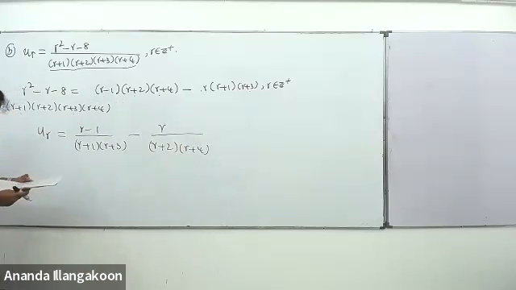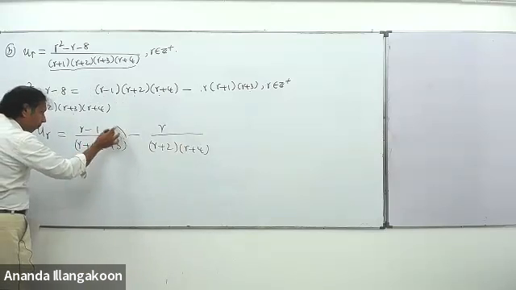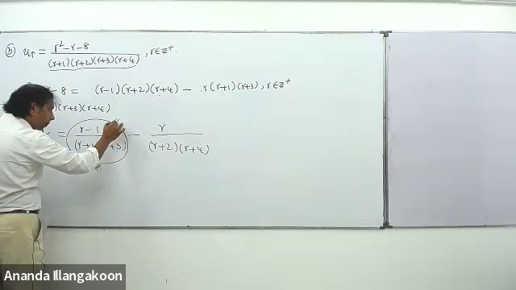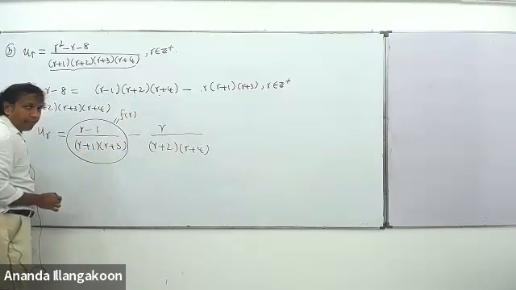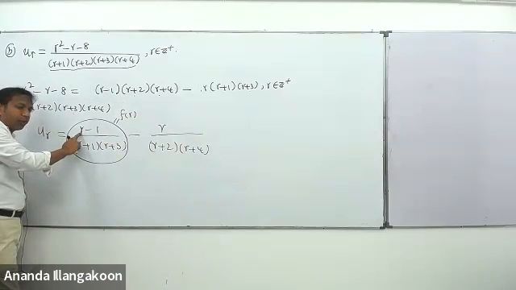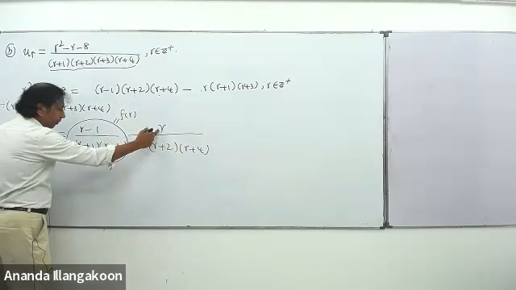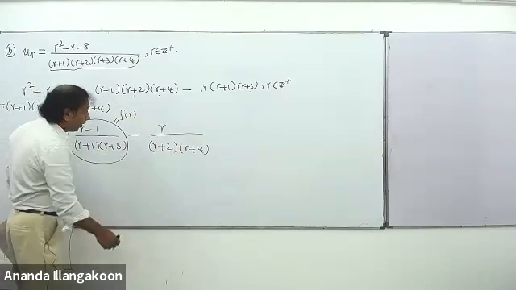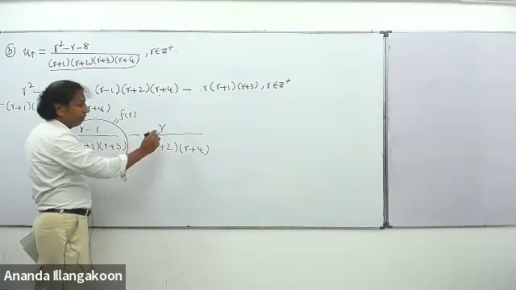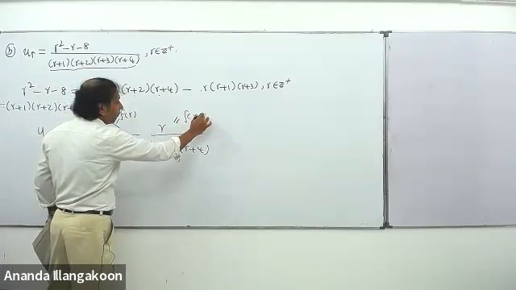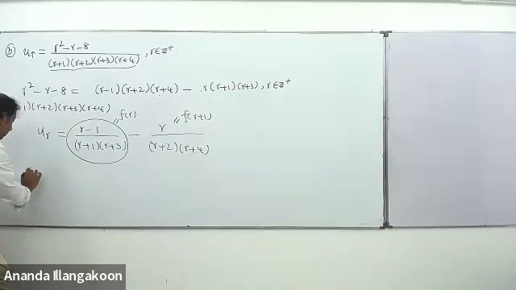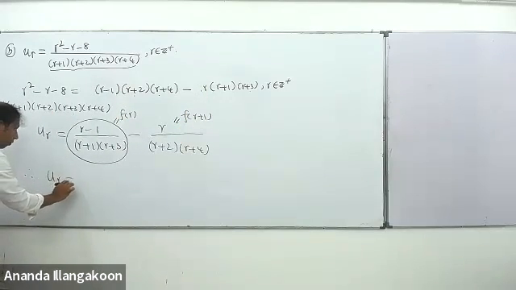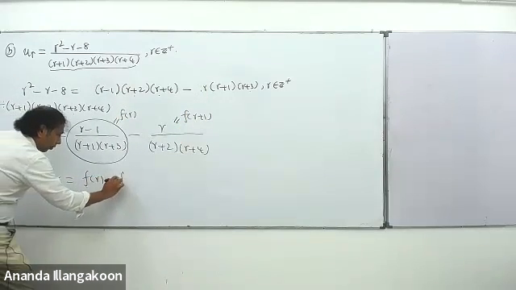Now this is UR. See what happens. Select this one as FR. If R is replaced by R plus 1, R plus 1 minus 1 gives R, R plus 1 plus 1 gives R plus 2, R plus 1 plus 3 gives R plus 4. If you take this as FR, this is your FR plus 1. Therefore, UR is equal to FR minus FR plus 1.